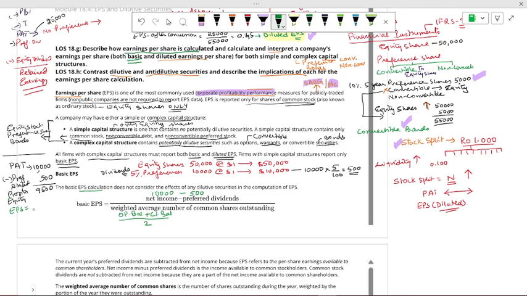Now what happens? 10,000 minus 500 comes to 9,500. How many shares are there with us? 50,000. Because it's a basic EPS, you don't count the preferred shares. We only take the equity shares. How much will we get? We'll get 0.19.